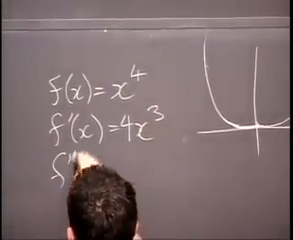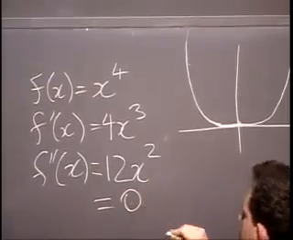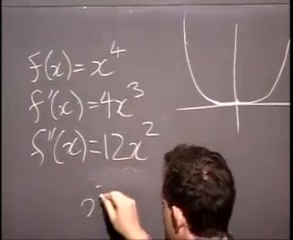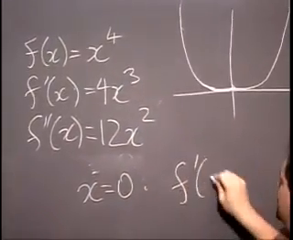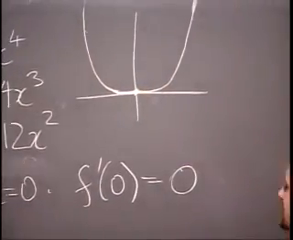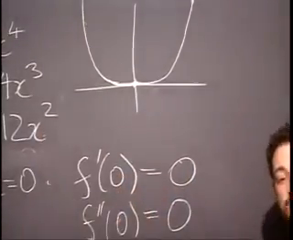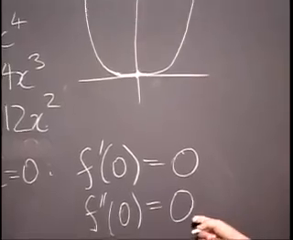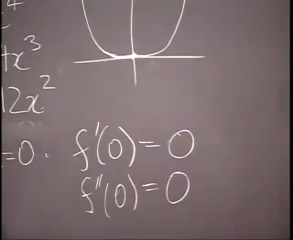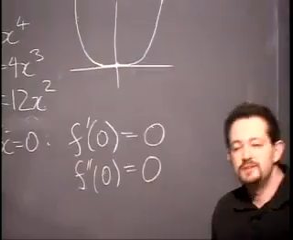You take the second derivative, you get 12x squared. Let's just say that x equals 0 is a critical point. We have the first derivative, 4 times 0 cubed is 0, so we know the origin is a critical point. And the second derivative is also 0 if you plug it into that formula. So you may be tempted to say, oh, critical point, second derivative 0, we must have a point of inflection. But as you can see from the picture, you don't. You have a minimum.